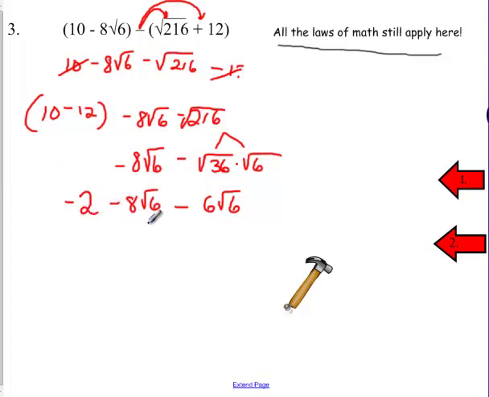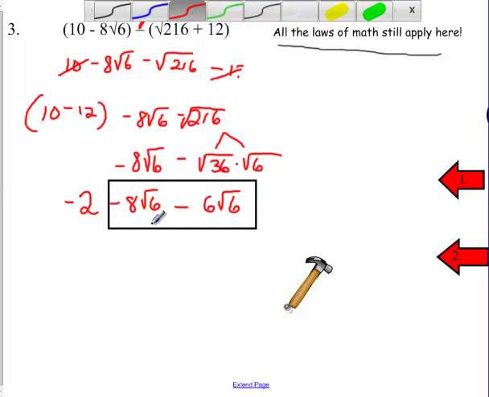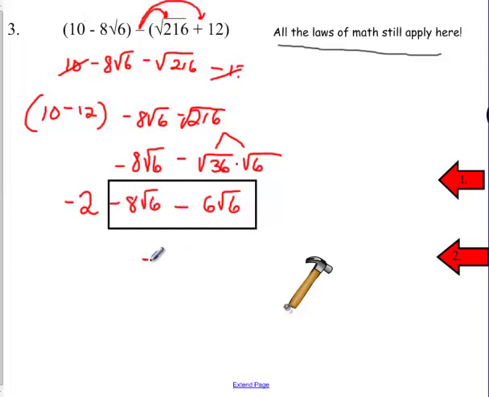All right, so oh, don't need to have hammer time again. So I can add like radicals together. And in this case, I finally have like radicals right there. So minus 8 radical 6 take away 6 radical 6 gets me minus 14 radical 6's. And then the minus 2 comes along for the ride. And that is my final answer.